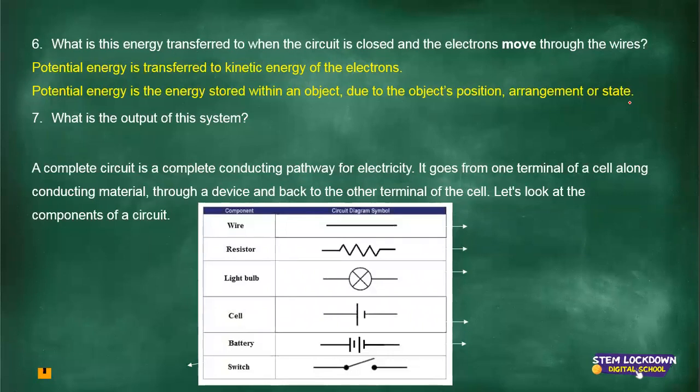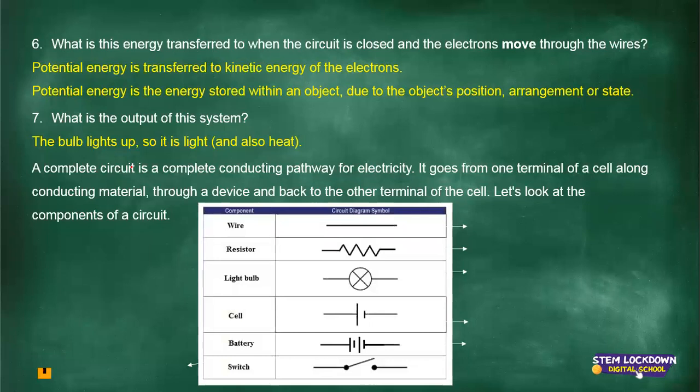Hi, ma'am. May I answer number 7? Ma'am, I think the output of the system is light energy. Oh, excellent. Well done. Very good. So the output of this system is light energy. It can also be heat because the light is giving off heat. But the answer is the bulb lights up, so it is light energy.